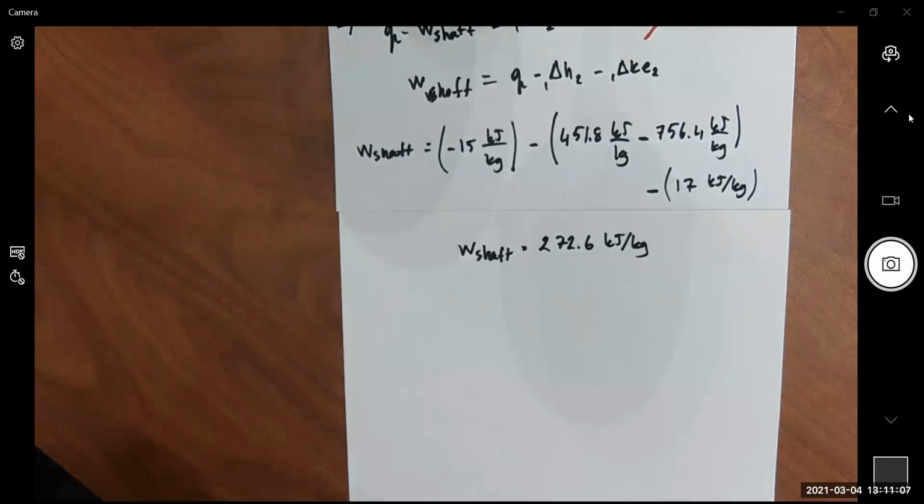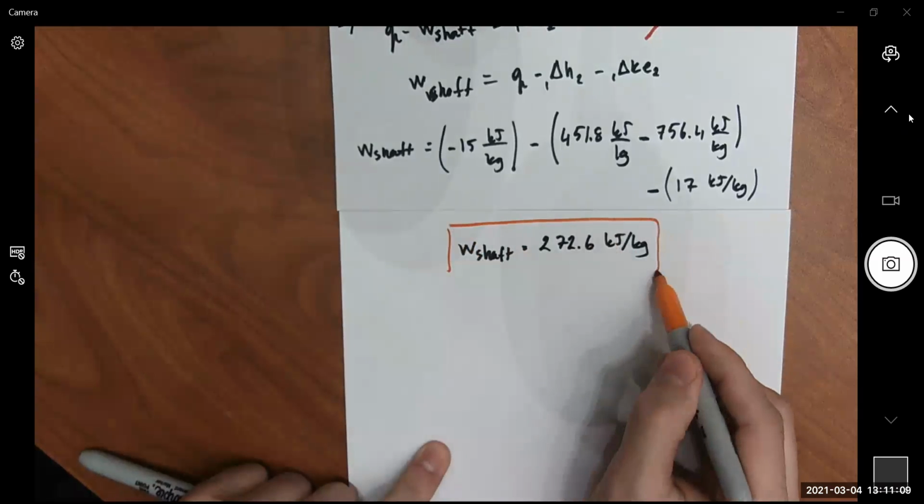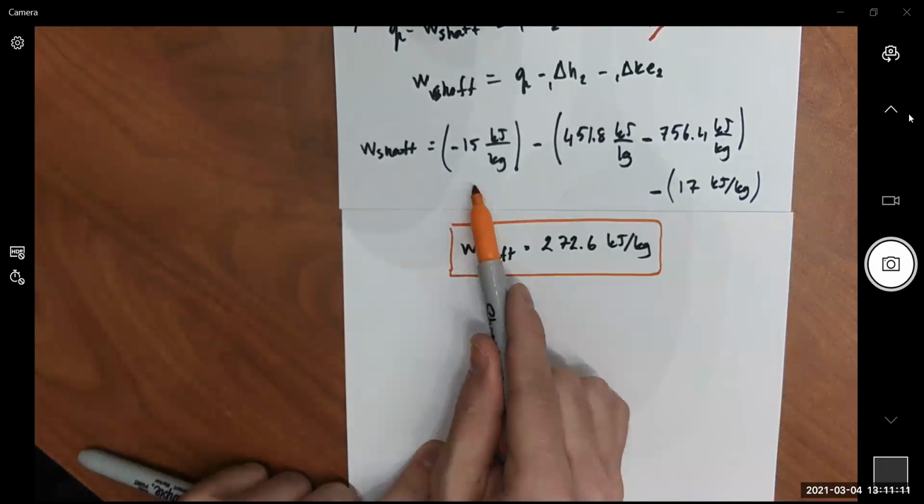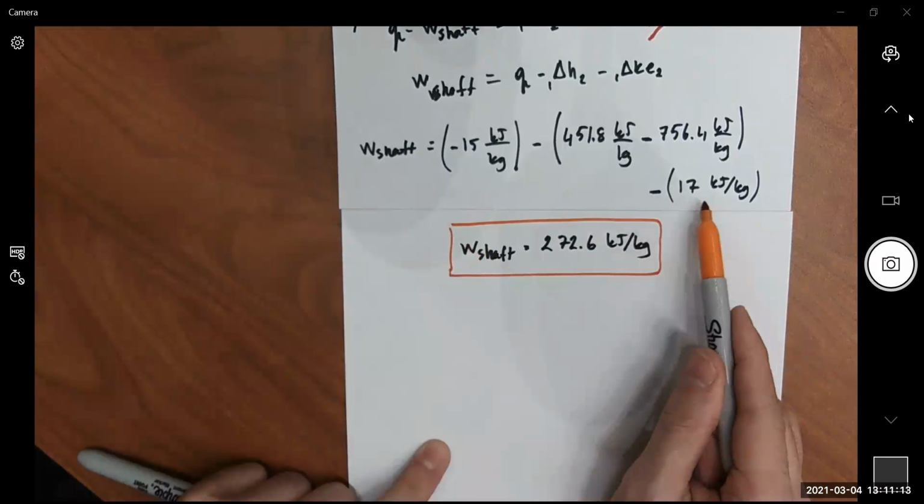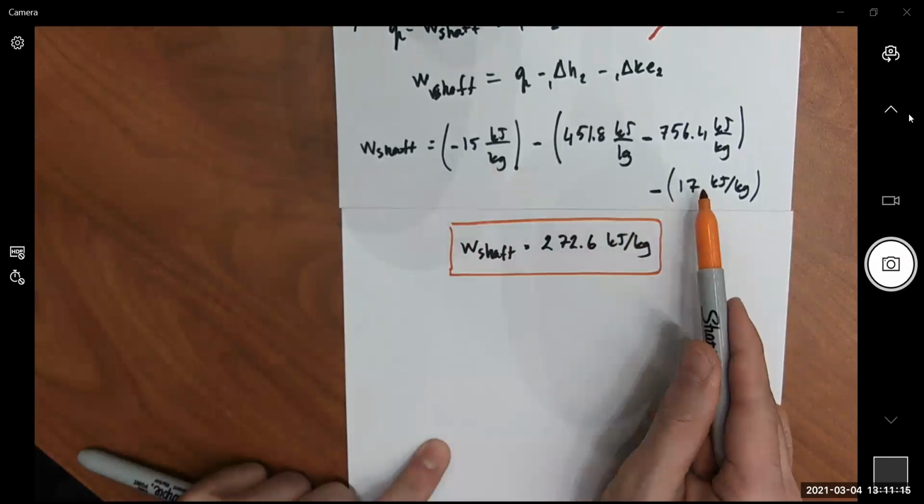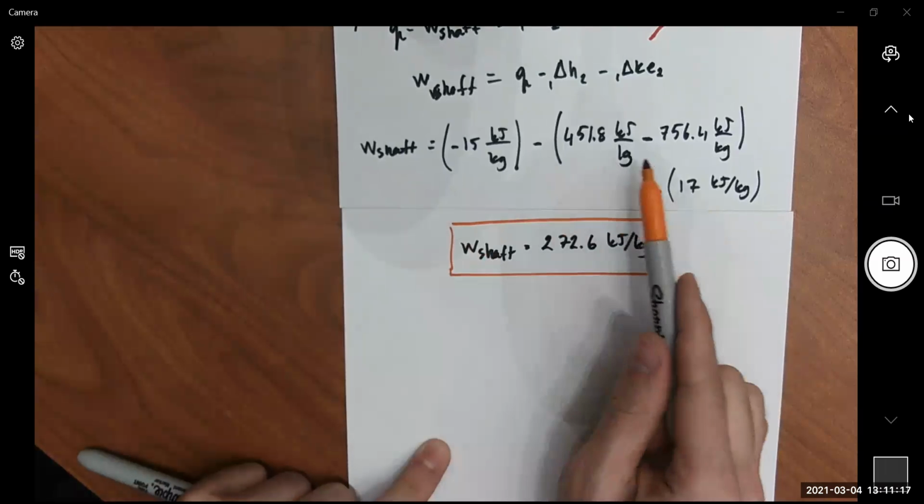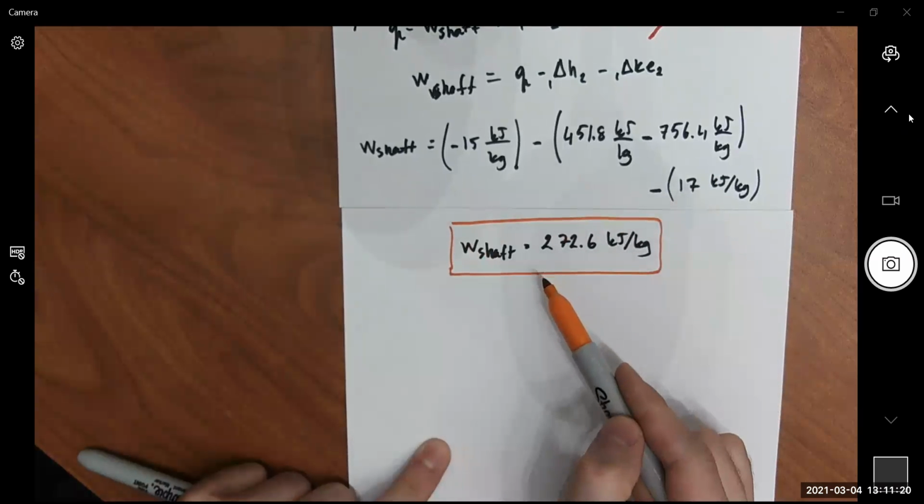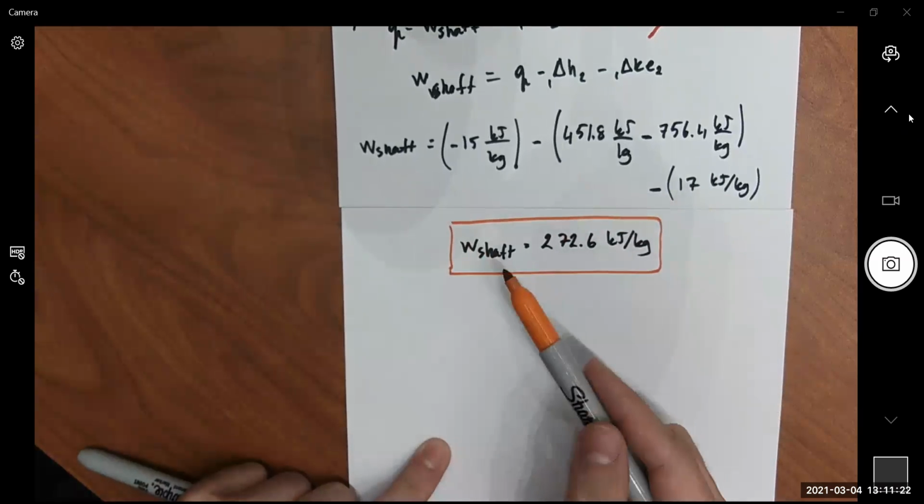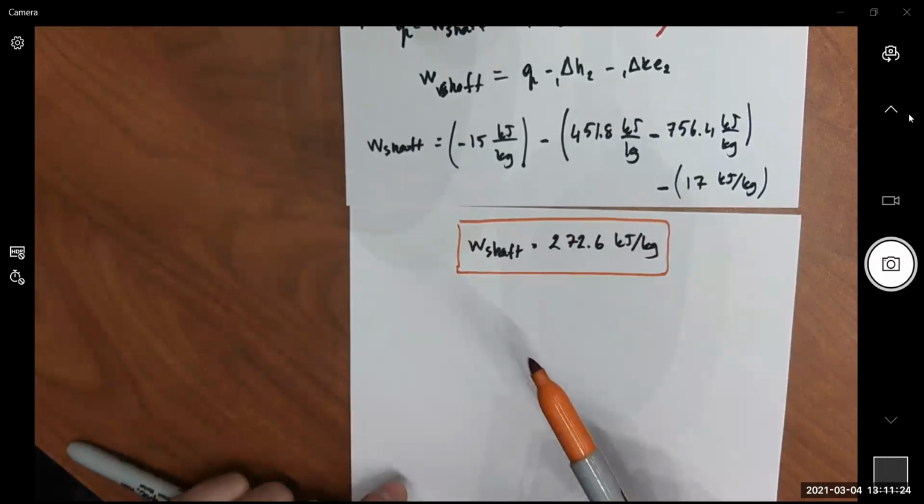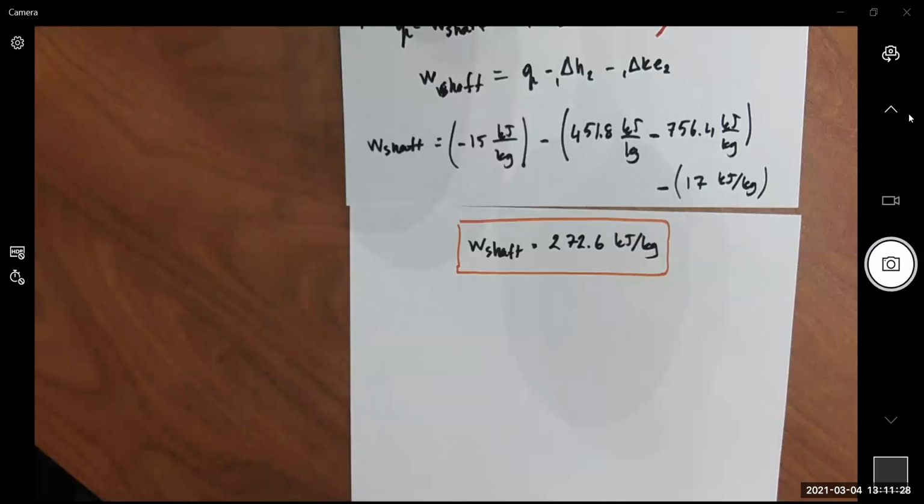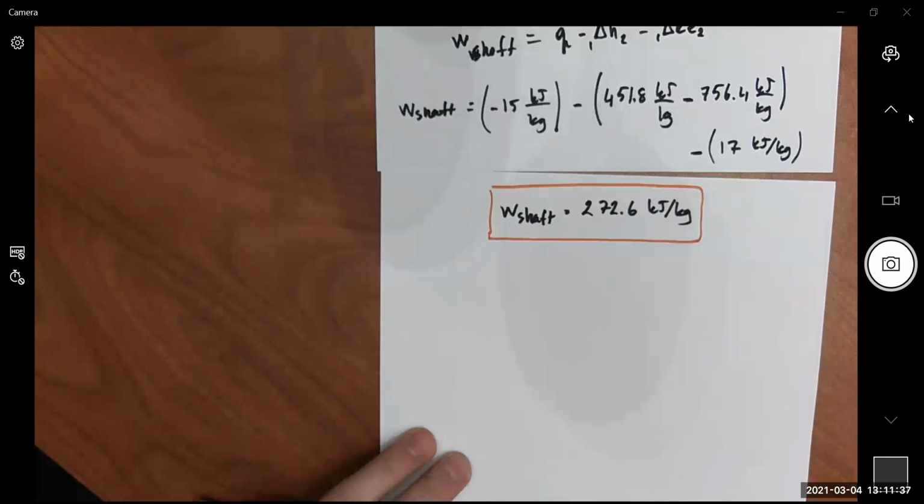As you can see, heat loss and kinetic energy difference are minor compared to what we produce. Okay? And this is a small turbine. And this is specific work. When we include the mass, the difference will increase. Okay.